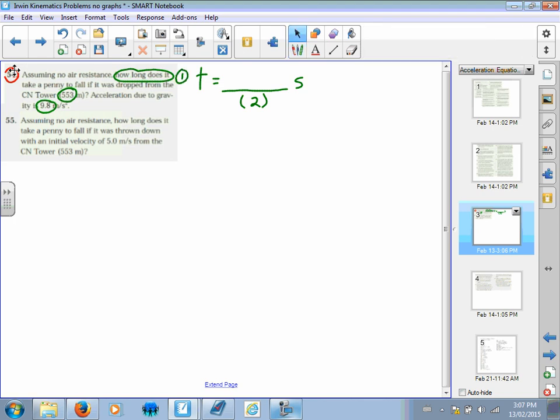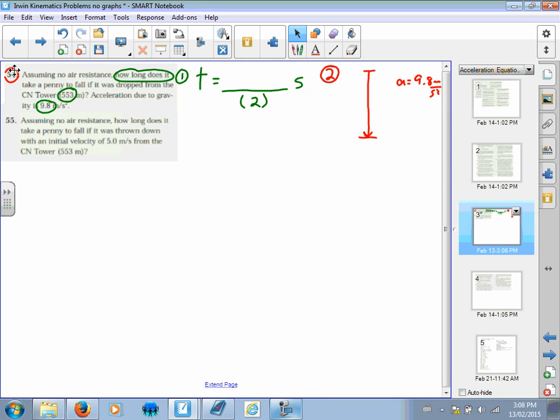Step 2 is to draw a picture, make a diagram, or understand the concept. Put it in words if you don't like drawing pictures. So we're dropping something from the CN Tower, which means we're going to start at a certain point. It's going to fall at a constant acceleration. It's going to end at a certain point. Now we can have a constant acceleration, so 9.8 meters per second squared.